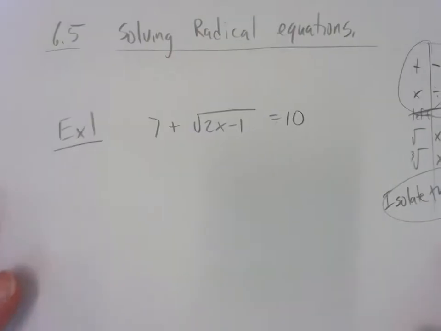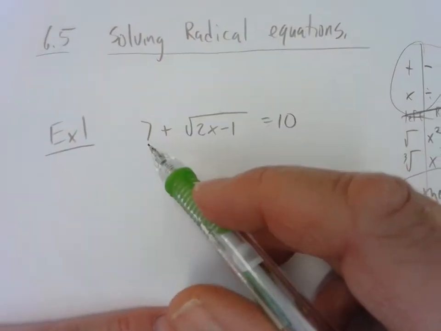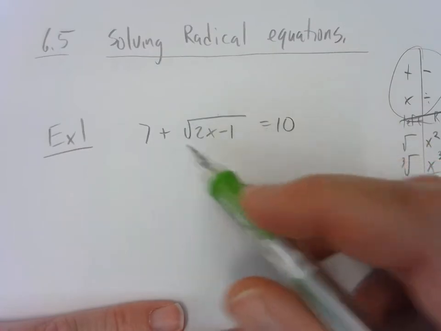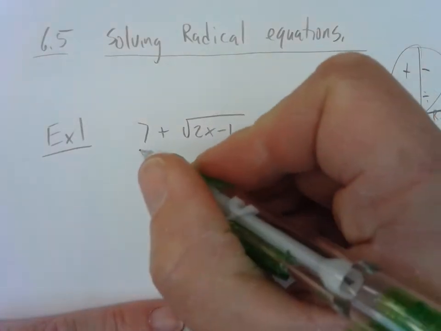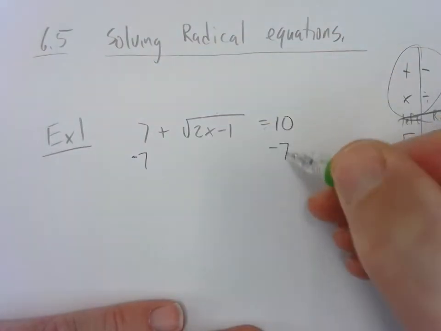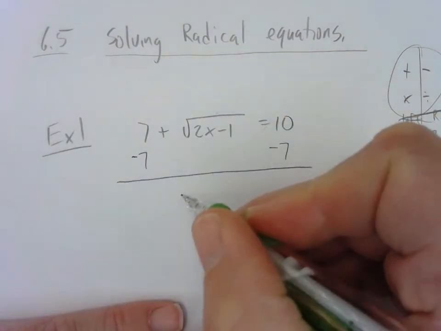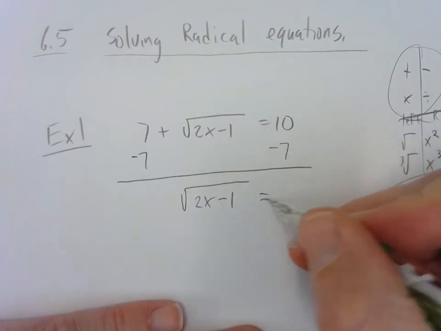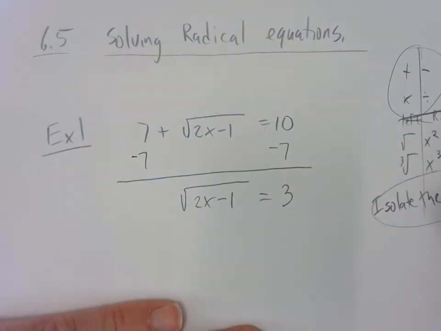So we're going to do that here. We're going to move this 7 over. We're going to get this radical by itself. So I'm going to move this 7. It's a positive 7. The opposite would be subtract 7 from each side. So we get radical 2x minus 1 is equal to 3.